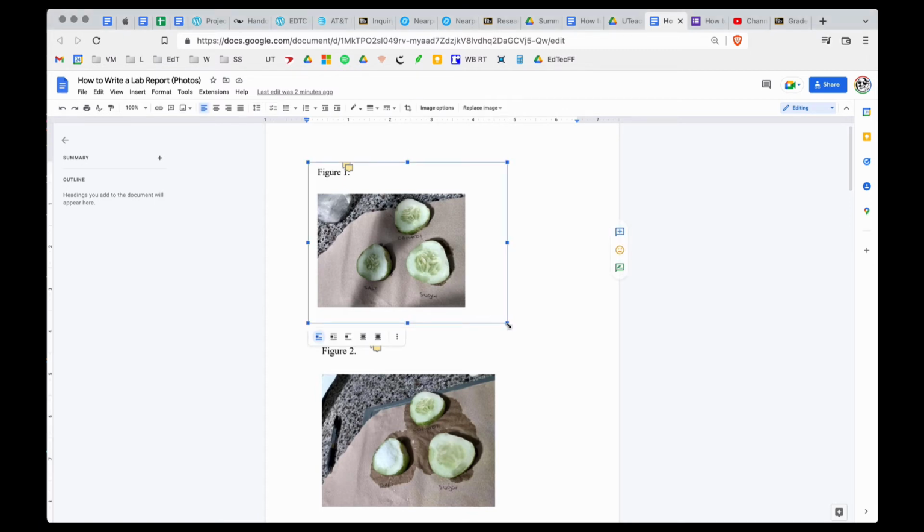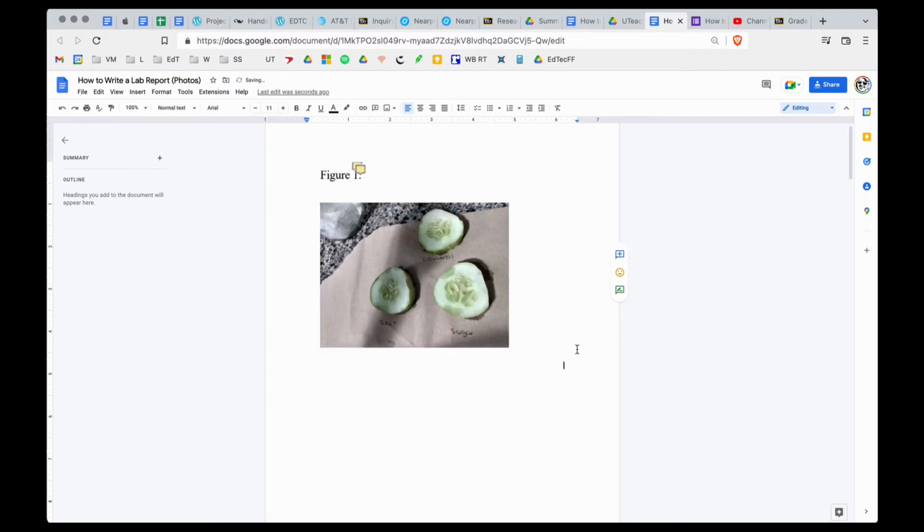Make your pictures big so that I can actually see them. Number two, this student wrote the control, the salt, and the sugar here. I don't know anything. I don't see anything. I just see cucumbers. What am I supposed to be looking at?